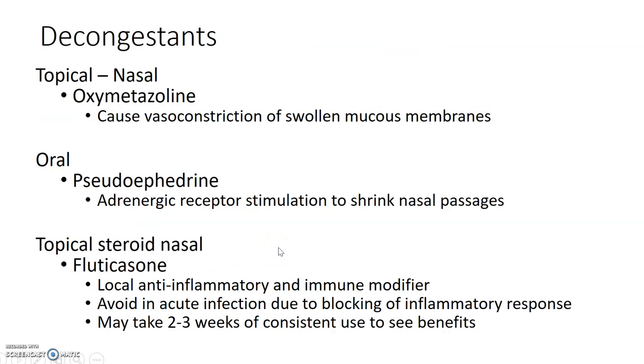There are 3 types of decongestants. The first type is a nasal decongestant or a topical decongestant called oxymetazoline. It can cause vasoconstriction of swollen mucous membranes and is used to decrease that edema. It is used for nasal congestion, and the problem that we have with that is that if you use it for more than 3 to 5 days, you can develop rebound congestion. We'll talk about that again in a moment.